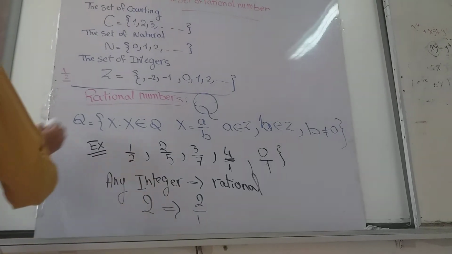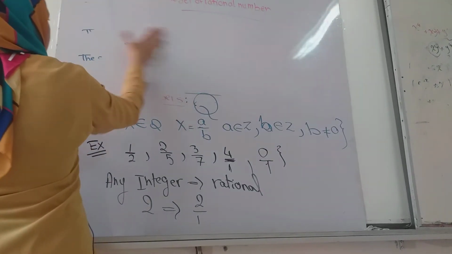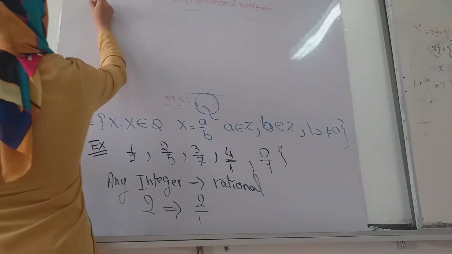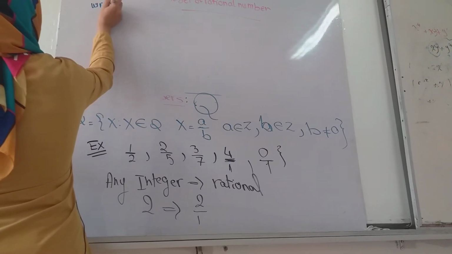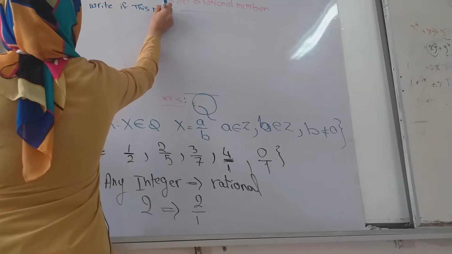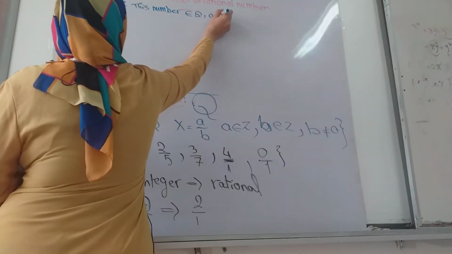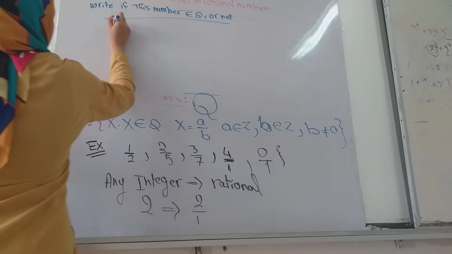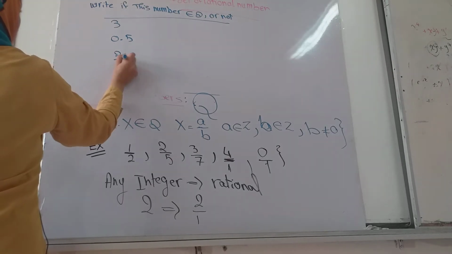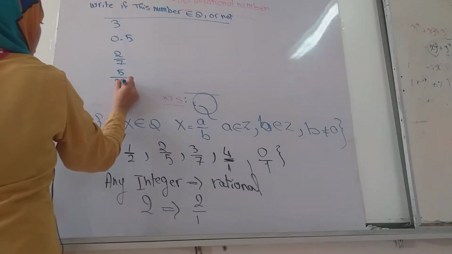Let's take an example. Write if these numbers belong to Q or not: 3, 0.5, 2 over 7, 5 over 8 minus 8.